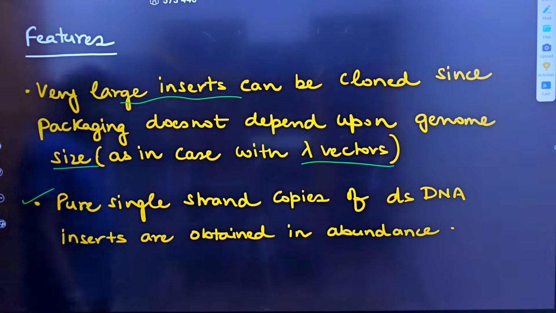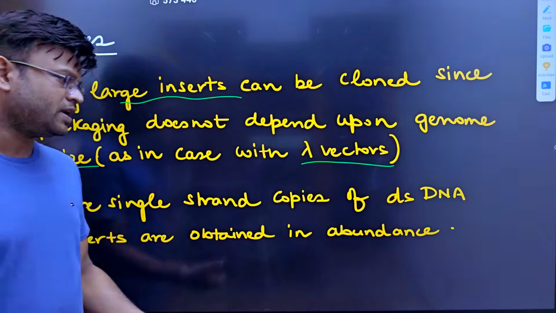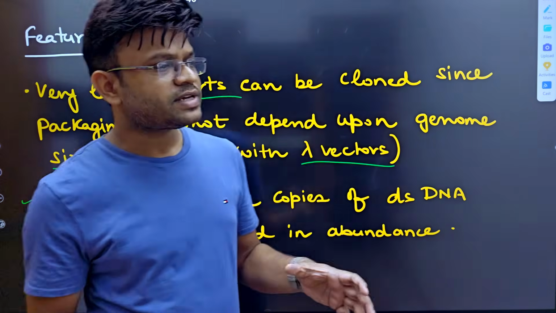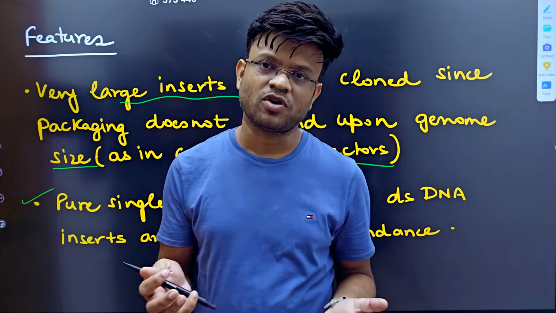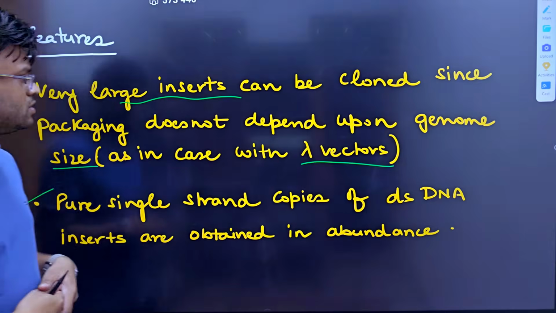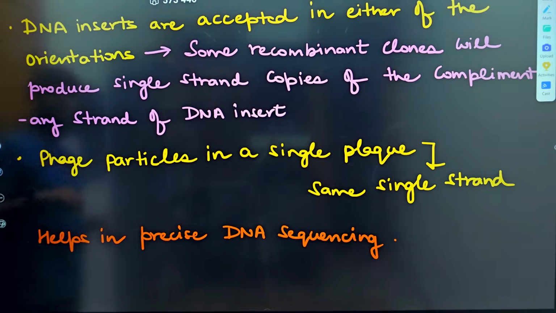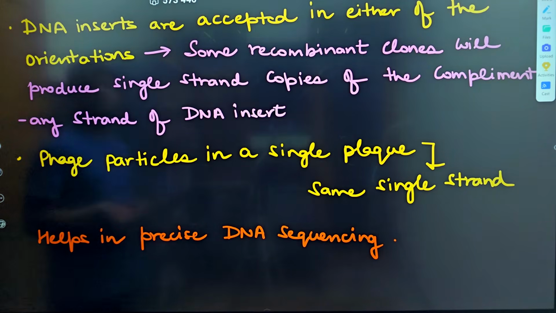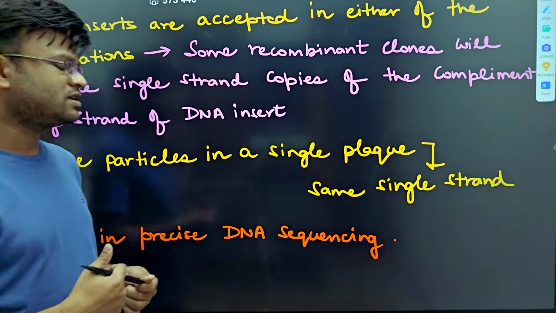Pure single-stranded copies of double-stranded DNA inserts are obtained in abundance. Of course, double-stranded as well as single-stranded copies can be obtained. I've already told you this. Now, DNA inserts are accepted in either of the orientations. Some recombinant clones will produce single-stranded copies of the complementary strand of the DNA insert.